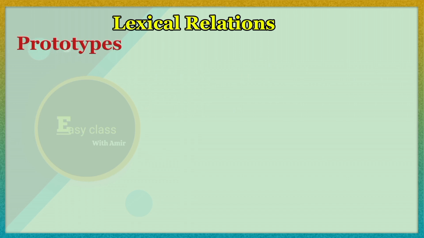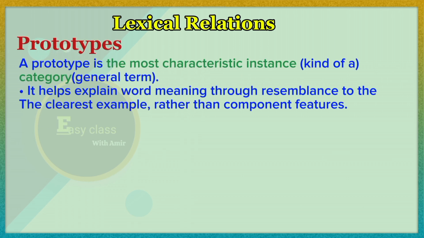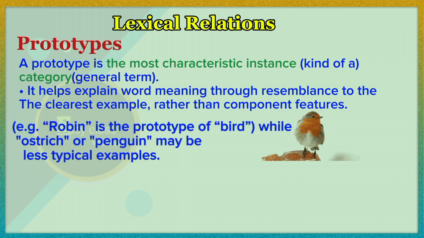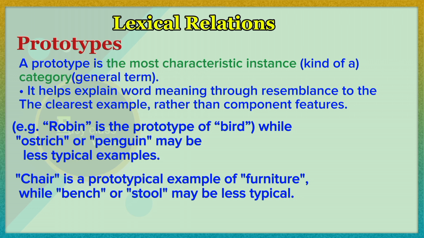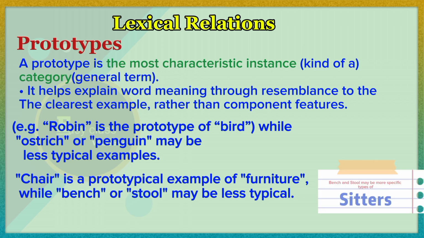Prototypes. A prototype is the most characteristic instance or kind of a category or general term. It helps explain word meaning through resemblance to the clearest example, rather than component features or hyponymy. For example, robin is considered a prototypical example of the category bird, while ostrich or penguin may be less typical examples. Chair is a prototypical example of furniture, while bench or stool may be less typical.